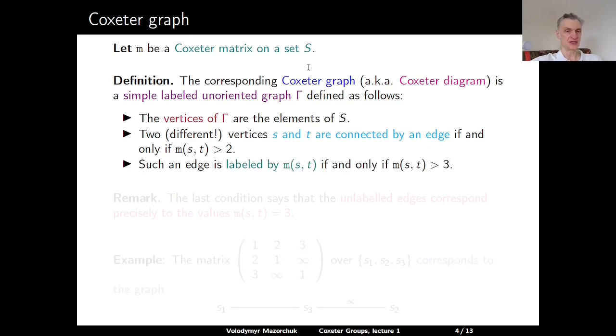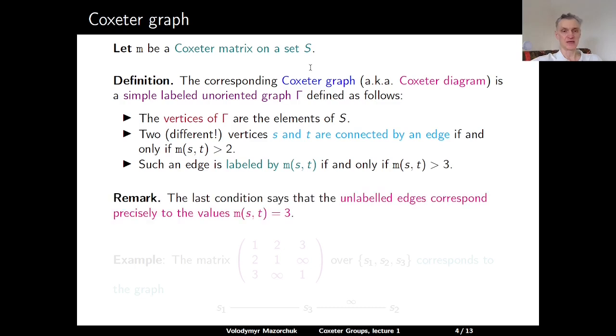And also such an edge is labeled by the value m(s,t) if and only if this value is strictly greater than 3. So this condition implies in particular that if we have an unlabeled edge in our Coxeter graph, it corresponds precisely to the value m(s,t) equal to 3.